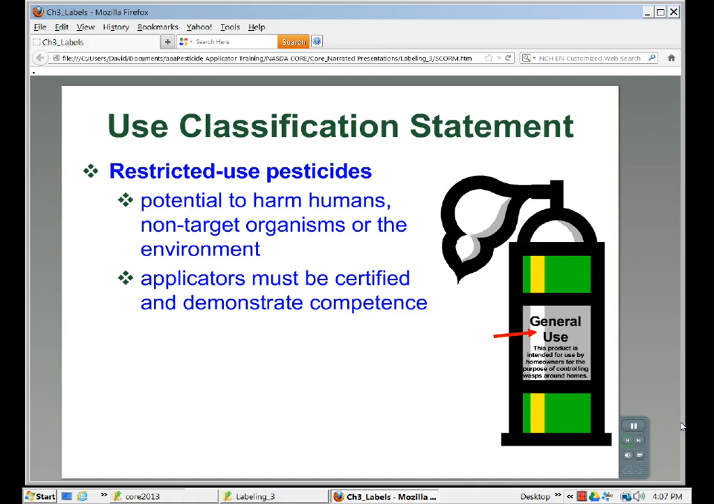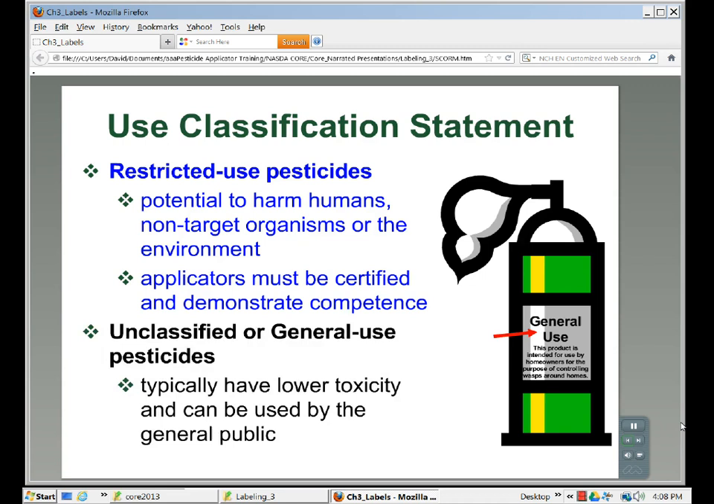There are different reasons for pesticides to be classified as restricted use by EPA. The pesticide may pose potential to harm humans, non-target organisms, or the environment. To use these products, pesticide applicators must have demonstrated a minimal level of competency and become certified or licensed to purchase and apply them or supervise their use. General or unclassified use pesticides usually have a lower toxicity or pose little harm to the environment. Anyone can purchase and apply these products.